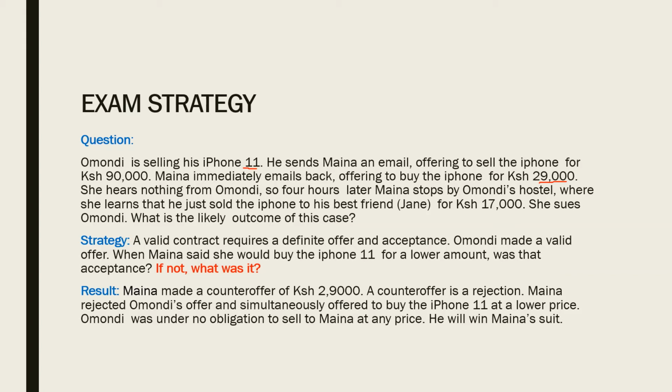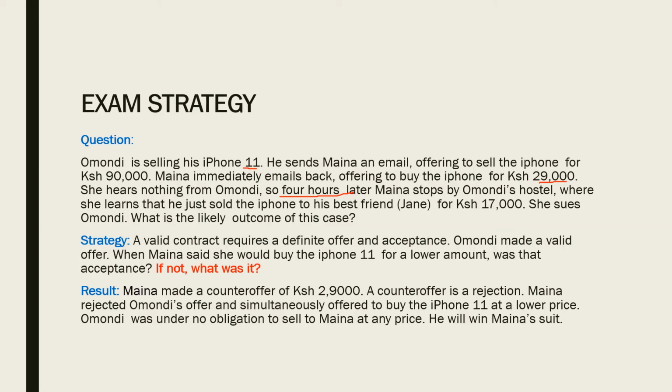Remember, in this case, Minor hears nothing from Omondi, and so 4 hours later, Minor passes over by Omondi's hostel, where she learns that Omondi just sold the iPhone to his best friend Jen for 17,000. And in this case, you might wonder, can Minor sue Omondi, and what would be the likely outcome of this case? Because Omondi made an offer to sell his phone at 90,000. Minor responds by saying she'll buy that exact phone at 29,000, but Omondi goes ahead to sell that phone even cheaper than what Minor had proposed, without telling Minor about this new sale.